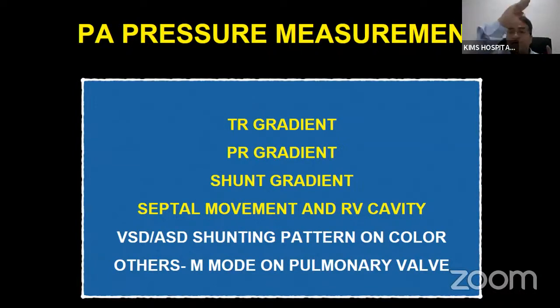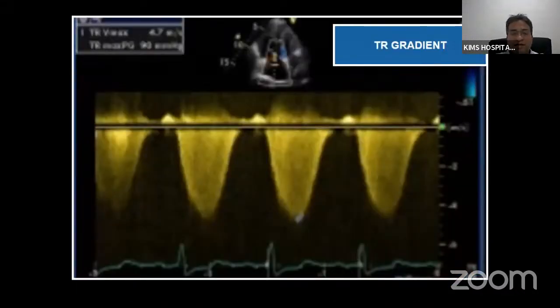In the same way, when you are taking the PR gradient with Doppler, the peak PR will correspond to the mean PA pressure. So I'll show this. This is a TR gradient. Suppose it's 90. That means in the presence of collapsing IVC, 90 plus 10, that means the RV pressure or PA pressure is 100.